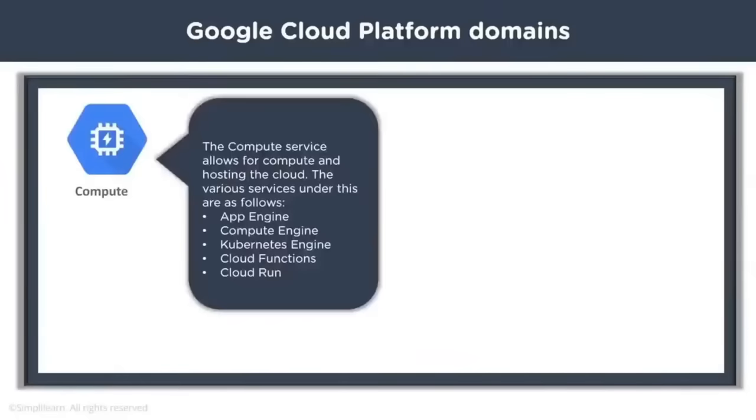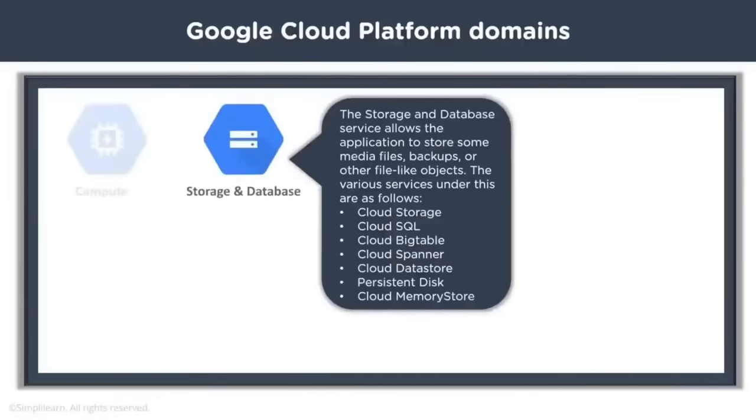You have compute. Now, the compute service allows for computing and hosting the cloud. Here there are different services, such as App Engine, Compute Engine, Kubernetes, Cloud Functions, and Cloud Run. When you talk about storage and database, the storage and database service allows applications to store media files, backups, or other file-like objects. Various services under this are as follows. You have Cloud Storage, Cloud SQL, Cloud Bigtable for unstructured data. You have Cloud Spanner, Cloud Datastore, Persistent Disks, and Cloud Memorystore.